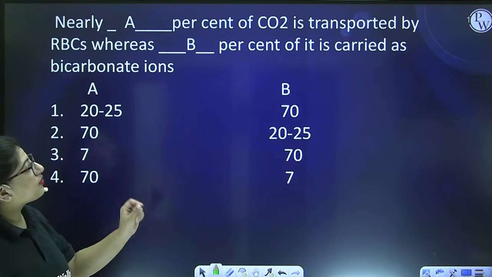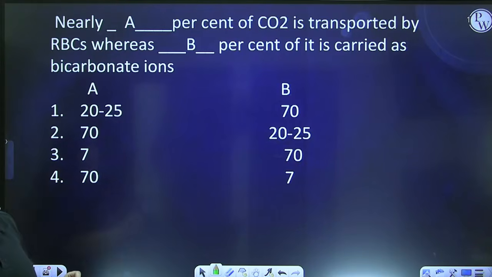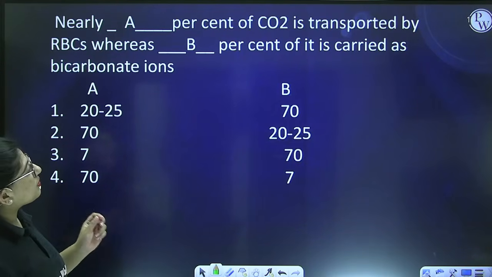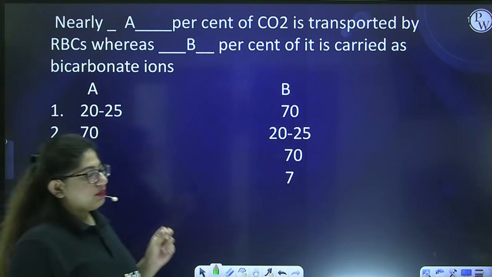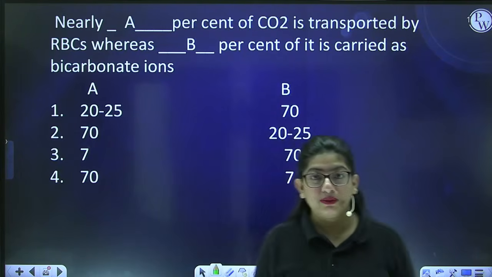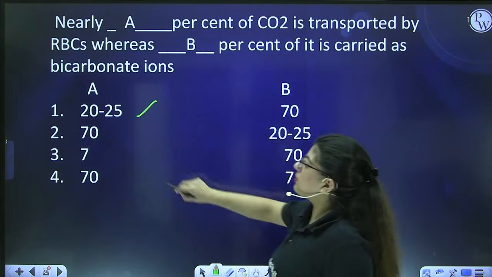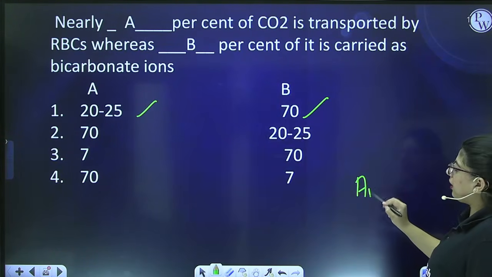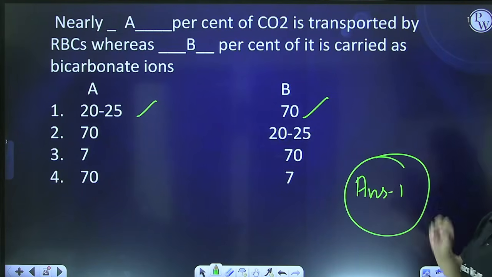Nearly dash percent of CO2 is transported by RBC, whereas dash percent of it is carried as bicarbonate ions. So by RBC, they mean hemoglobin. So 20 to 25% by hemoglobin and 70% as bicarbonate ions. So the answer is 1. Next.